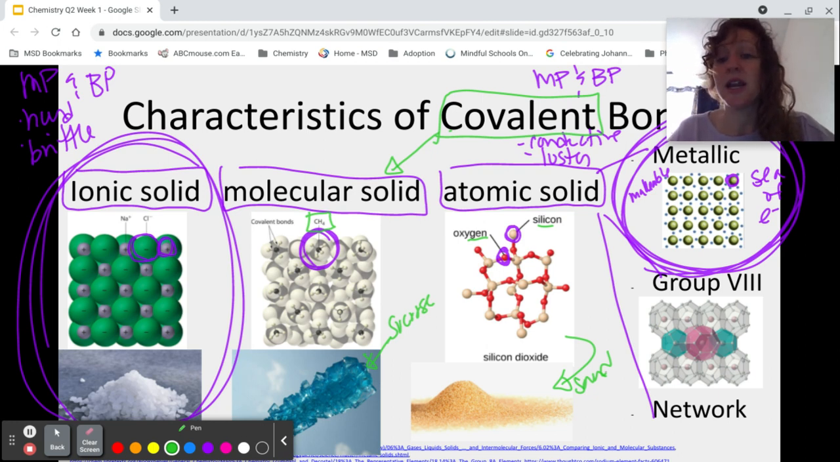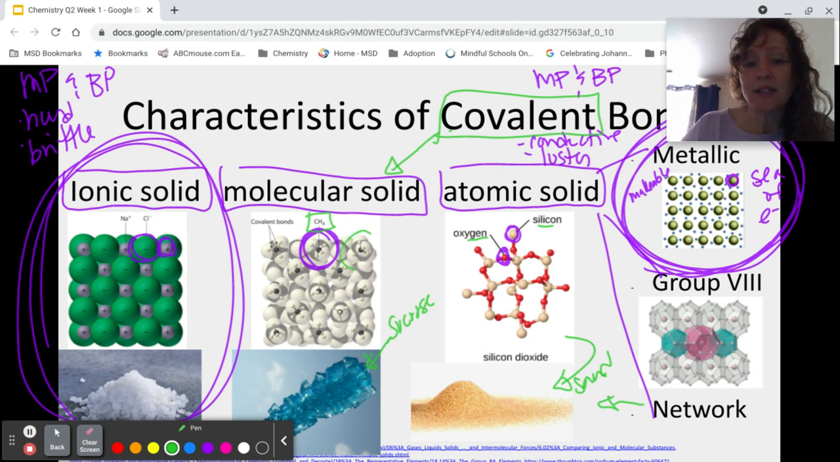And these are considered to be network atomic solids. Now, atomic solids and molecular solids are going to have extremely different properties. Molecular solids like methane, this would be solid methane, or sucrose, or ice, for example, is also a molecular solid.